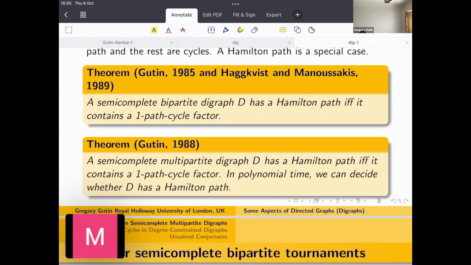A semi-complete multipartite digraph has a Hamilton path if and only if it contains a one-path cycle factor, and in polynomial time we can decide whether D has a Hamilton path. The proof of the first result is pretty easy, but the proof of the second result is not really. It's not difficult, but you really need to use the right kind of induction, and the induction is not straightforward. Häggkvist and Manoussakis, by the way, did not come across this result, so they stopped at the bipartite case.